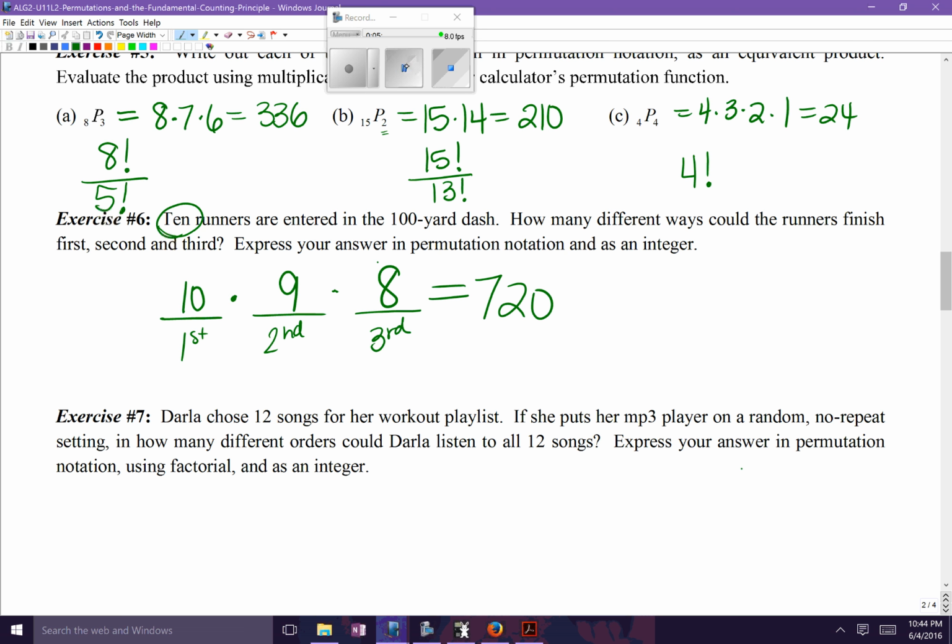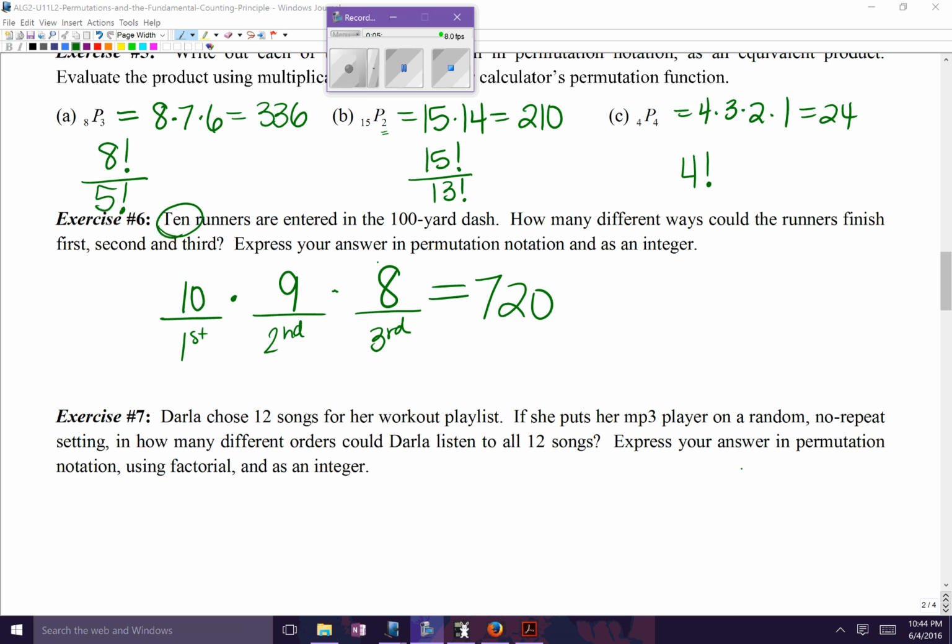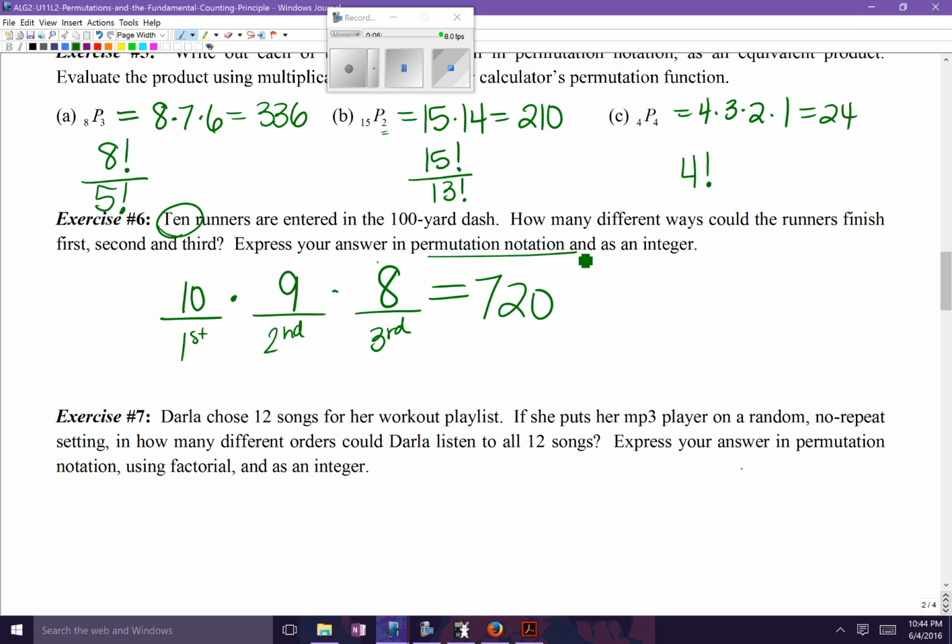If we wanted to write that in permutation notation, it's like a tongue twister, I have 10 people, and I'm picking 3 of them. So you could also do it that way.